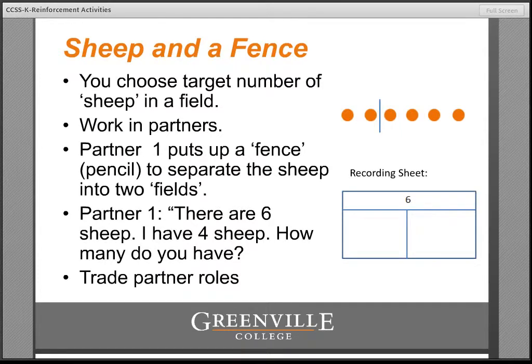So the fence partitions the quantity so that each child has like a field. Another person says, I have 2 sheep in my field. And then they record the combination that they found.